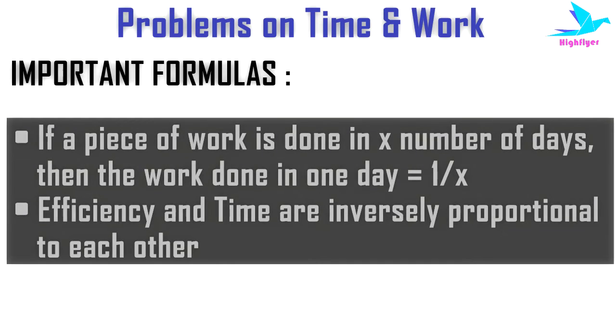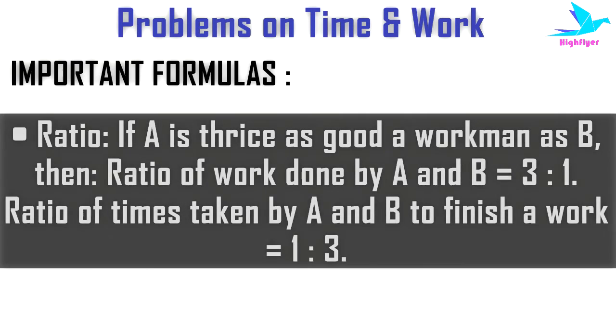Then the next formula. If a piece of work is done in X number of days, then the work done in 1 day equals 1 by X. Then the next formula suggests efficiency and time are inversely proportional to each other. The more efficient you are, the less time you will need, and the more time you will need, the less efficient you are. Then let's talk about ratio.